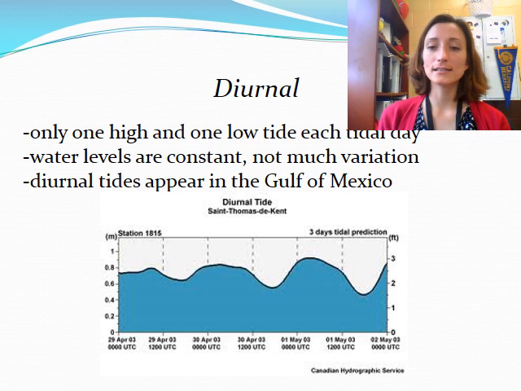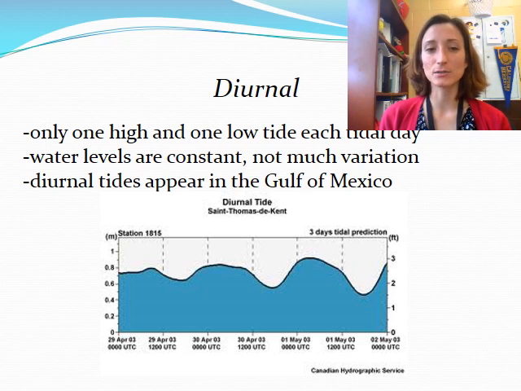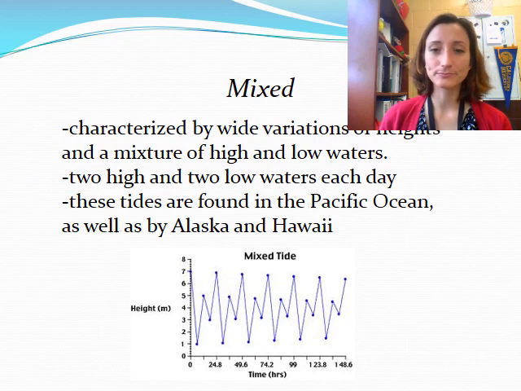And we see this in places like the Gulf of Mexico. So there's a big difference between the Gulf of Mexico tides and the Atlantic tides. You only get one high during a tidal day in the Gulf, where you get two on the Atlantic side.